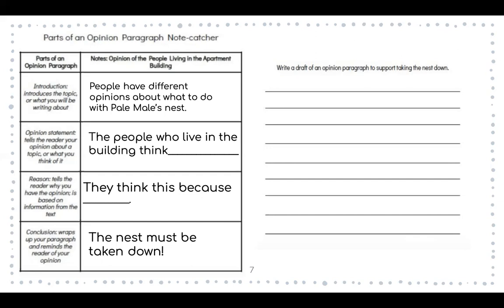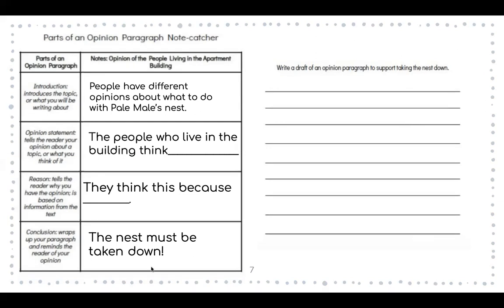What do the people in the apartment building think? Do they want the nest to stay up, or do they want the nest to be taken down? So you'll take this sentence starter and fill it in right here in your paragraph. Now you need to tell the reason why they think that. Not the reason why you think that, but the reason why the people in the apartment building think this. So you'll use this sentence starter with whatever you wrote and copy it and paste it in here on your paragraph.